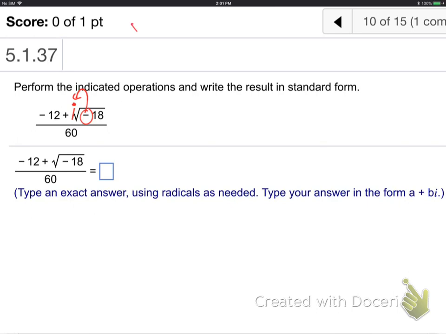Remember that? What's the square root of 18? Remember from your algebra days? I'm always saying that, huh? Your algebra days? 3 root 2. Yeah, because 18 is 2 times 9. Square root of 9 is 3. So it's 3 root 2, isn't it? So this thing becomes negative 12 plus 3 root 2.